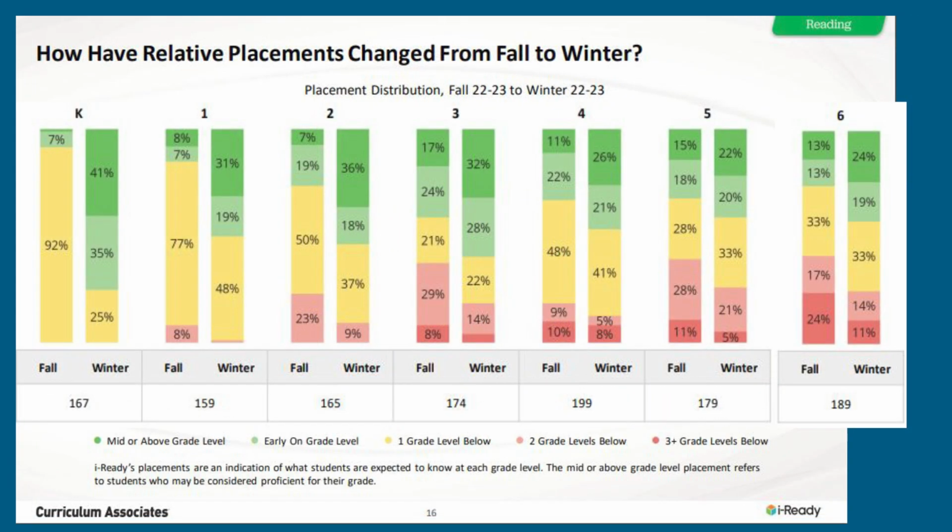This is a comparison for every grade level. Again, this is for reading. So looking at the fall and winter from kindergarten, you can see all of this growth that they have made. Only 7% of our kids in the fall were on grade level, and now we have 41% of them at mid or above, and 35% at the beginning of kindergarten, and 25% are still emerging K.